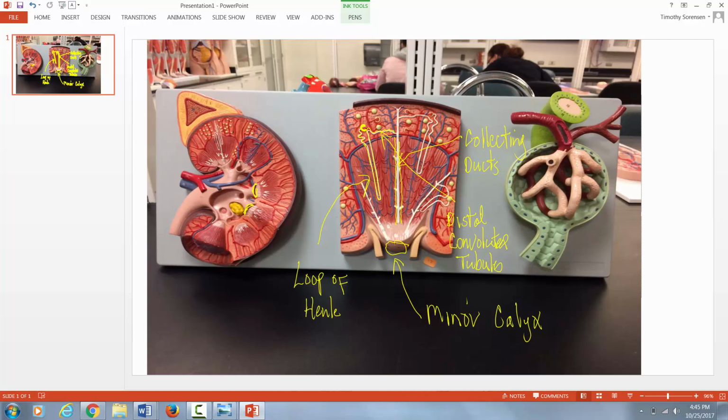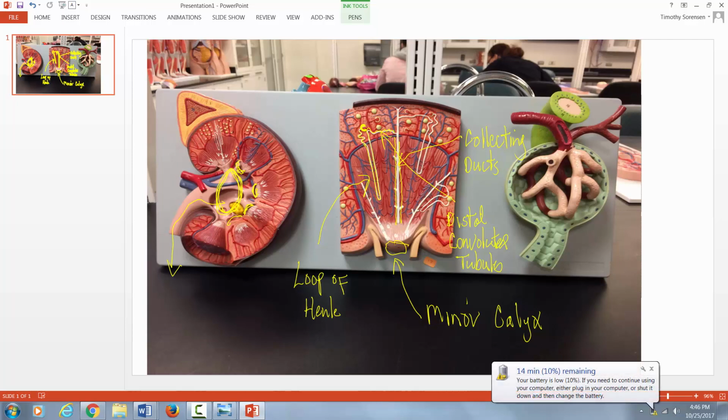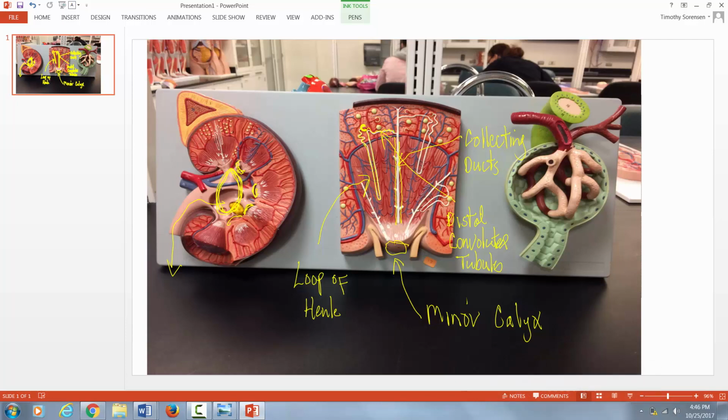And each renal pyramid has a ton of nephrons, and they dump their urine into the minor calyx. And then all the minor calyxes meet at the major calyx. And the major calyx is where the urine collects and then is ultimately drained into the ureter and then ultimately the bladder. So this is a basic anatomical overview of the basic structure of the kidney.